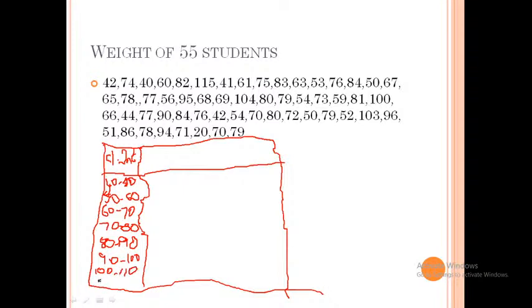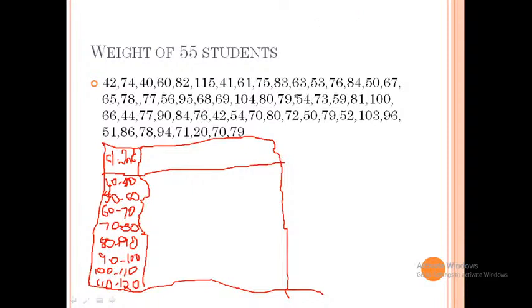Then 110 to 120. Now, this class interval is over, and you can write the class interval based on the question which is given here. I've started writing with 40 to 50 because I've taken the lowest value, which you can find when you go through the data, and by including that value you can design the class interval. The class interval shouldn't be too small or too large, and I've taken the class width as 10 here.